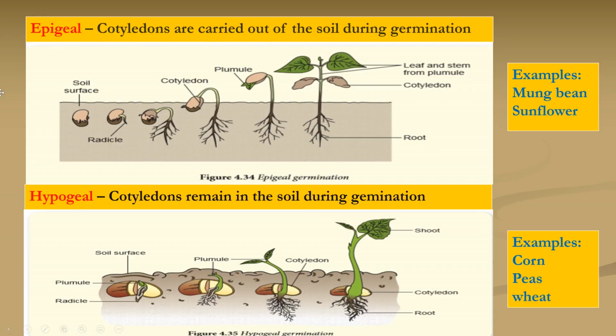There are two types of germination, epigeal and hypogeal. For epigeal, cotyledons are carried out of the soil during germination. Examples of plants are mung bean and sunflower. For hypogeal, cotyledons remain inside the soil during germination. Examples of plants are corn, peas, and wheat.